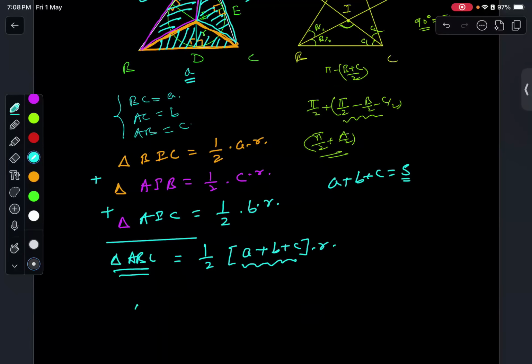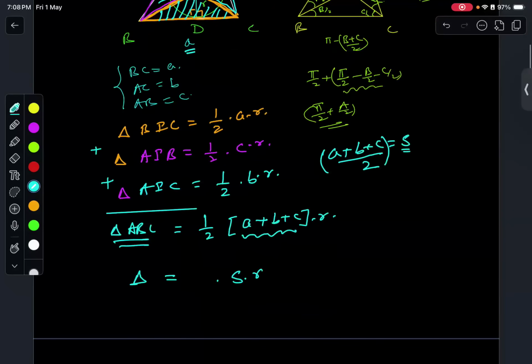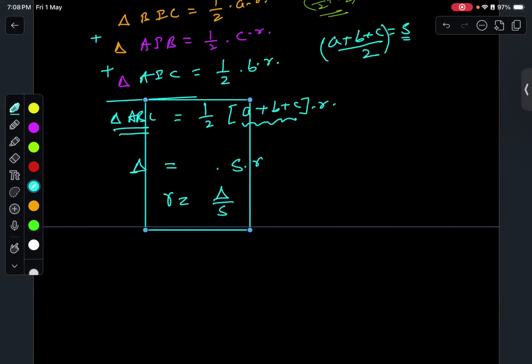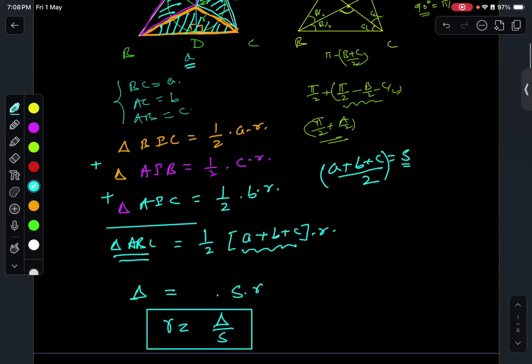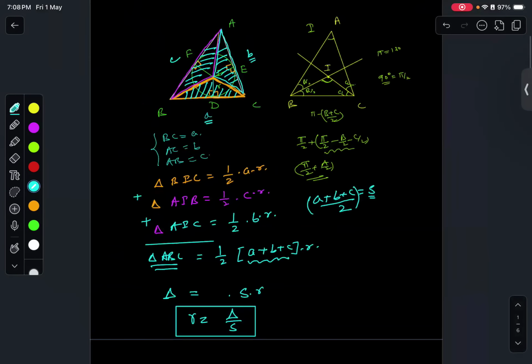I'm denoting the perimeter by 2s, so taking the semi perimeter s as (a plus b plus c) by 2. The area of triangle ABC, denoted by del, is s into r. So r is equal to del upon s. This is the first formula for r.